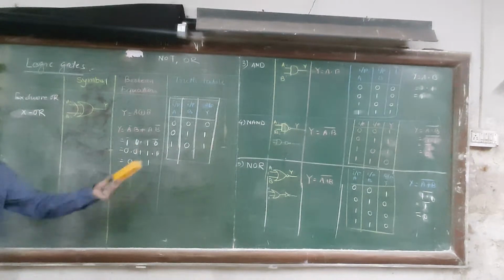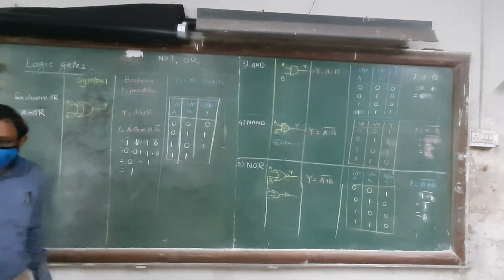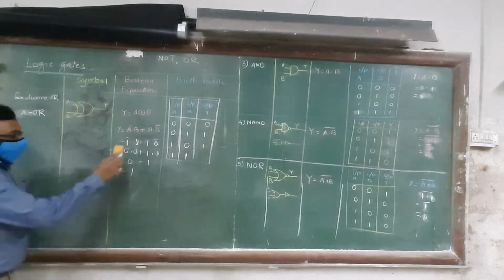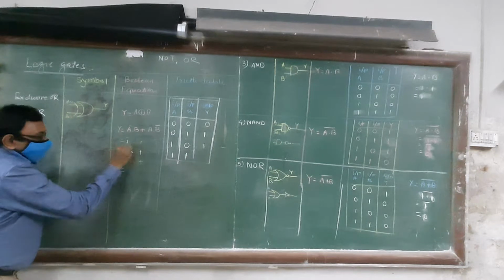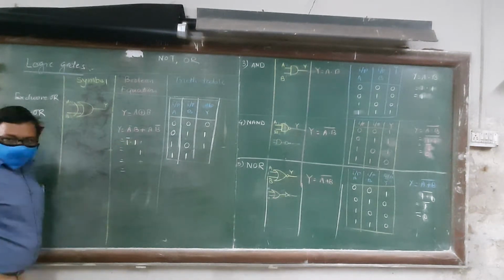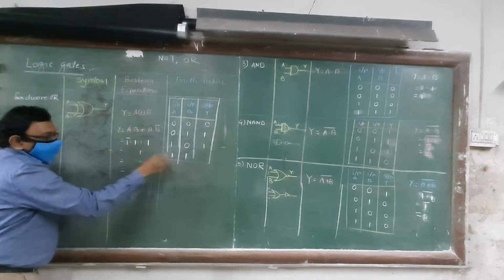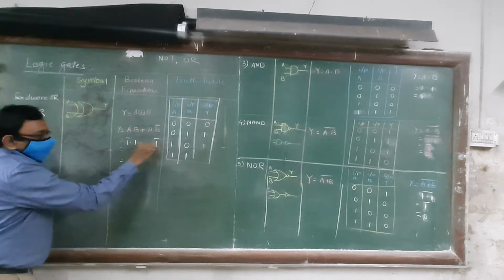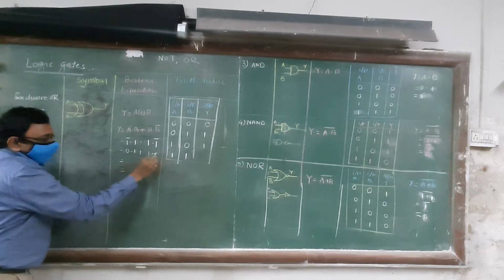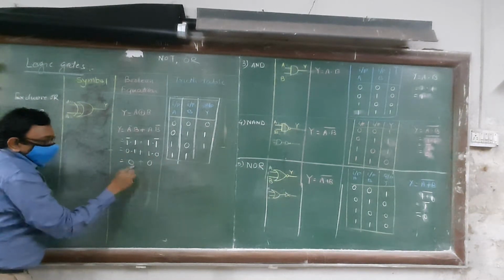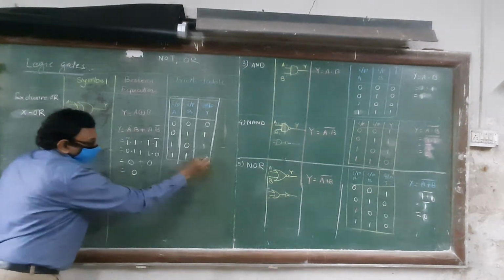Now we discuss the next part. In the next part, both inputs are 1. If both inputs are 1, that means in this table we substitute A is 1 and B is 1. 1 complement is 0, so it is 0 into 1, and 1 into 0. This becomes 0 or 0. 0 or 0 becomes 0.